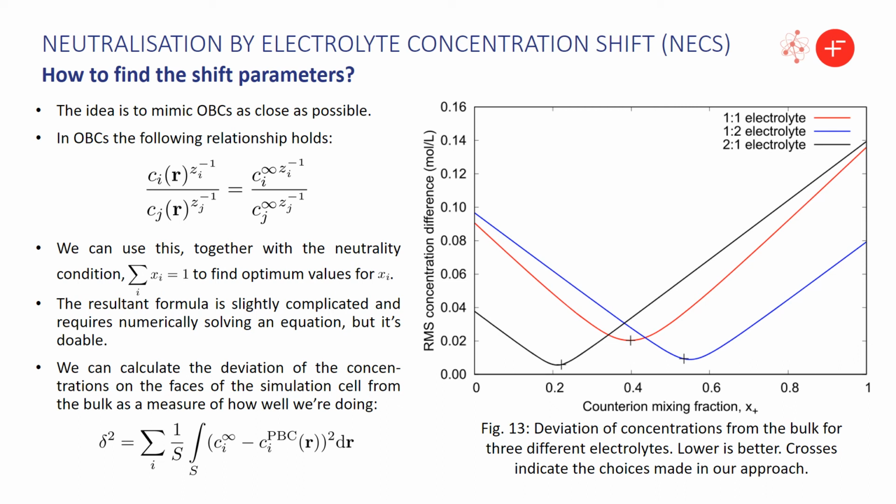We can judge how well we are doing by comparing the concentrations on the faces of our cells against the known good asymptotic values from the open system. You can see this figure of merit in the plot on the right for 3 different electrolytes. The lower we get in the plot, the more closely we reproduce reality. Crosses show the correct values picked by our algorithm. You can see that they are almost spot on.